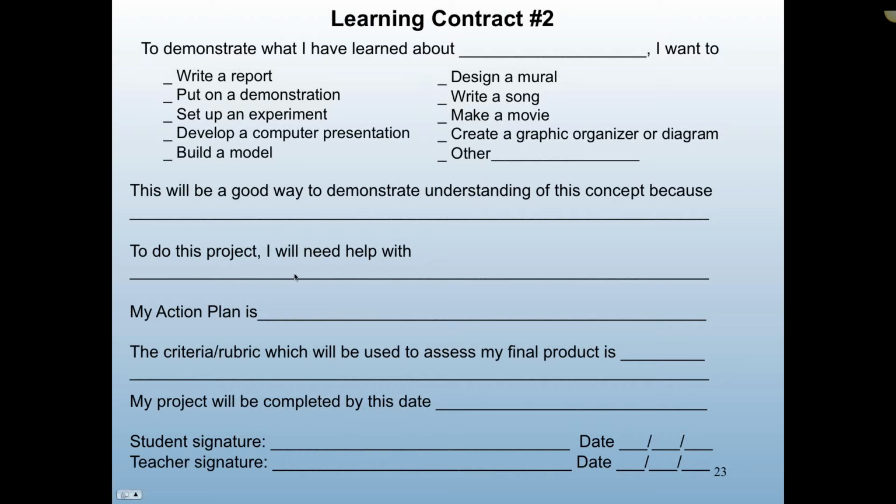And then again, what we want the student to let us know is what they are going to need help with, okay? So maybe they want to make a movie, but they don't have the equipment to do it. Can you help them with that? Can you provide it? Maybe they want to design a mural, but they don't have the paper, they don't have the colors, they don't have what they're going to need. Maybe they want to make a movie, but they want to know, can they work with somebody else on this? They don't want to do it by themselves. Your choice, okay?